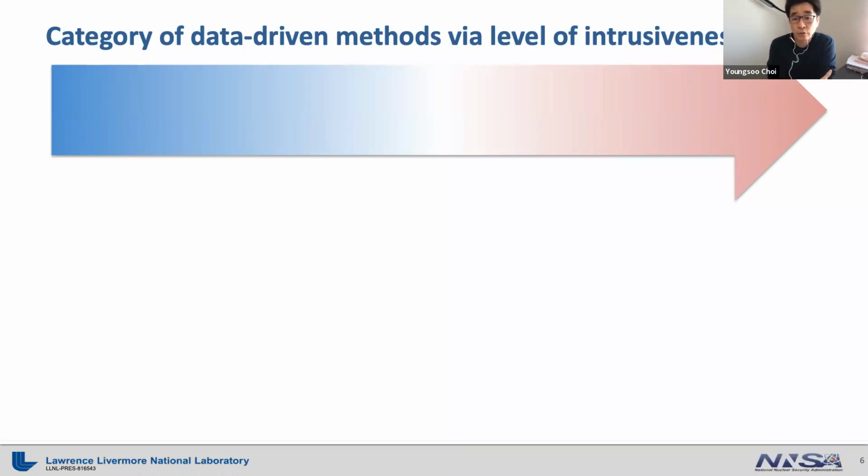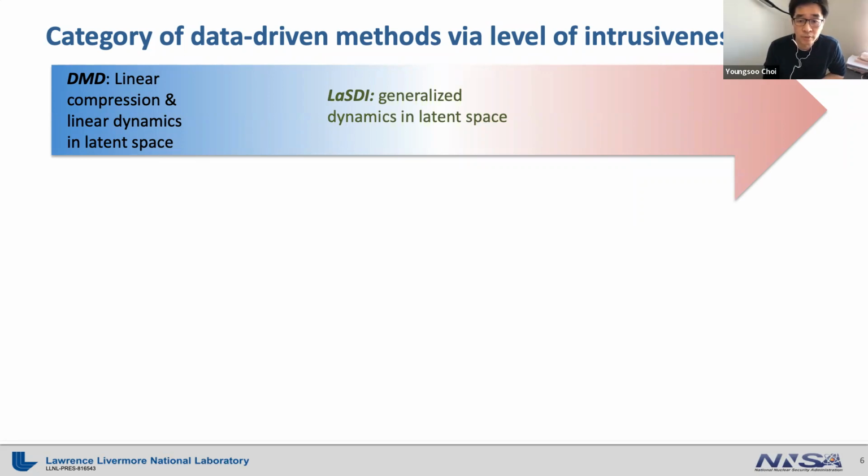By the way, depending on how you incorporate the underlying physics, the data-driven method can be either intrusive or non-intrusive. Therefore, they can be categorized by their level of intrusiveness. For example, dynamic mode decomposition, which is denoted as DMD here, uses a linear compression technique, SVD, then uses a linear dynamics form for identification. It requires only data, so it is a non-intrusive method. A more general form, that is LaSDI, which I introduced in the previous slide, is also a non-intrusive method because it again only needs data. On the other hand, if we use the underlying physics model to identify the latent space dynamics, then it becomes a physics-constrained method. And also it is intrusive because we will explicitly use the underlying high fidelity physics solver. Here we denote it as a physics-constrained ROM.